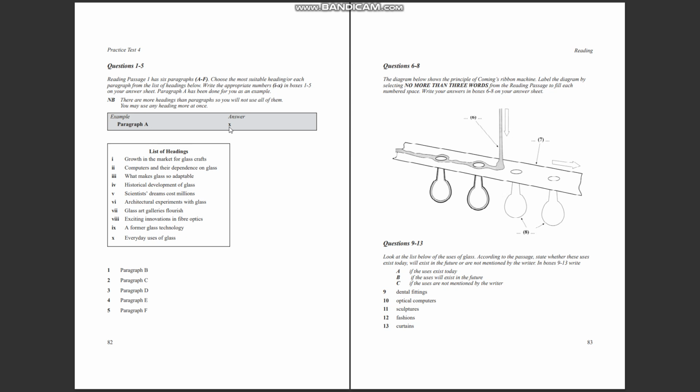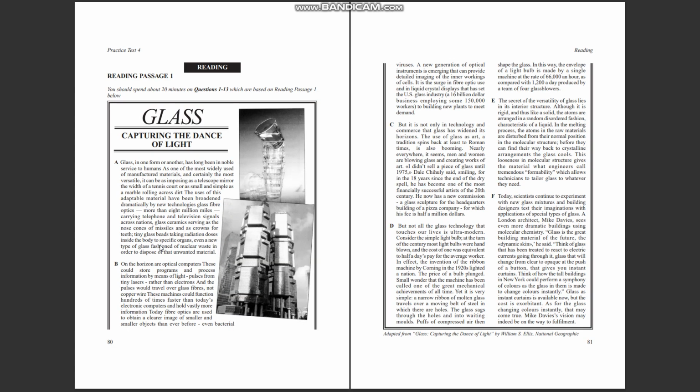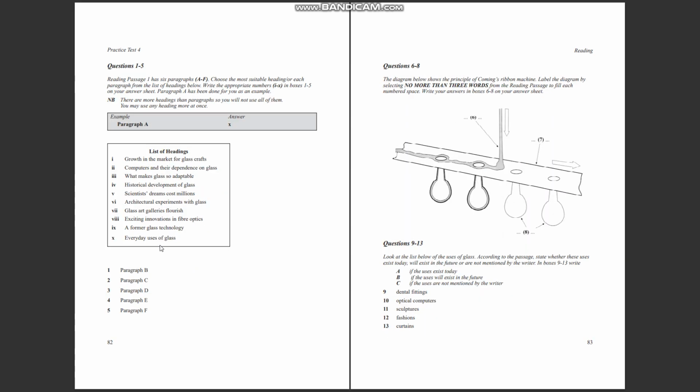So paragraph A is already solved. They have already mentioned it as an example. Paragraph A matches with heading number 10. So we are going to skip reading of paragraph A. Remember, they are not checking our general knowledge or how much information we have about glass or something like that. It is about finding the answer. So now we are left with the other options, and we have paragraphs B, C, D, E and F. Very quickly we'll move to paragraph B and start reading it.